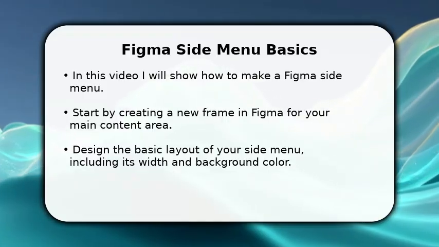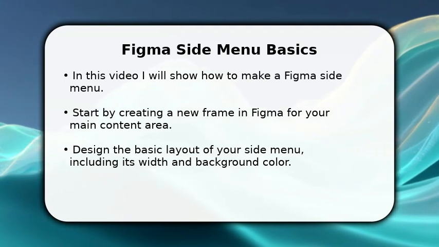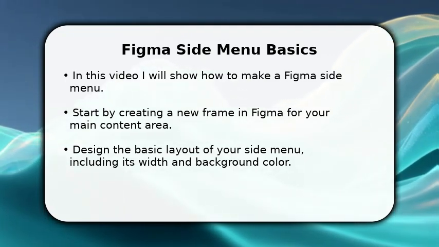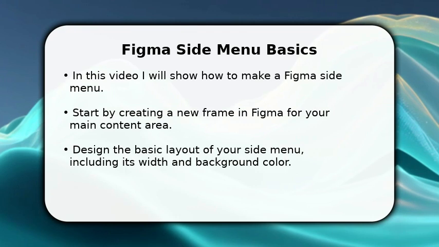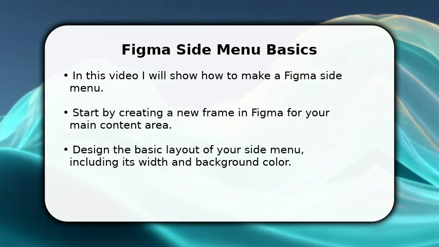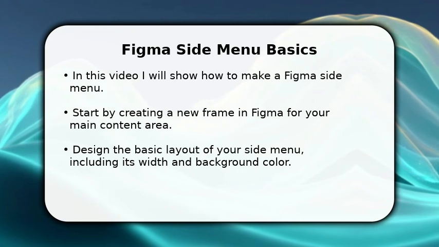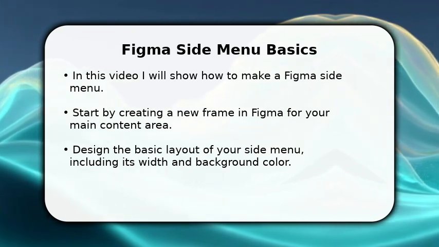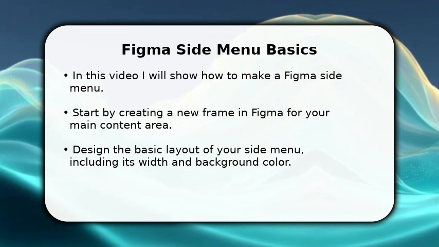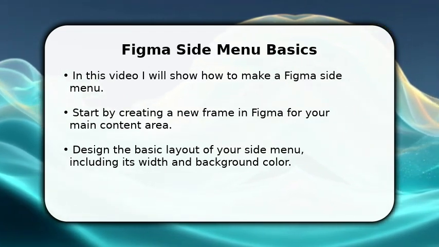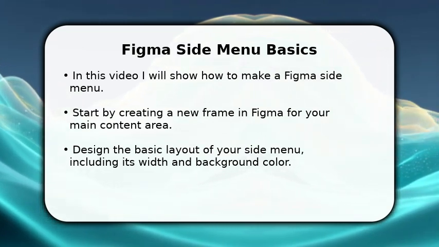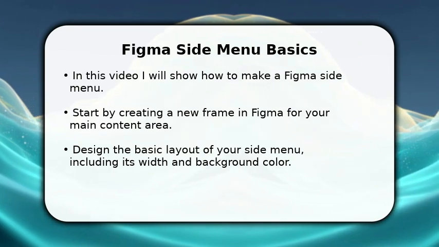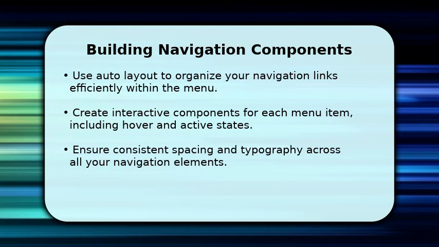Hello everyone. In this video, I will show you how to make a Figma side menu, providing a full guide from start to finish. First, begin by creating a new frame in Figma, which will serve as your main content area. Next, design the basic layout of your side menu, considering its width, perhaps 240 pixels, and a suitable background color. Finally, add essential elements such as a logo, a user avatar, and your primary navigation links to establish the menu's foundation.